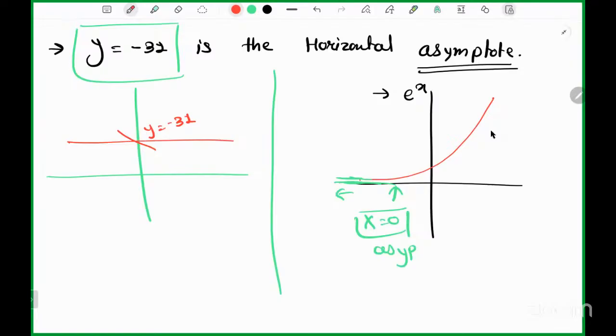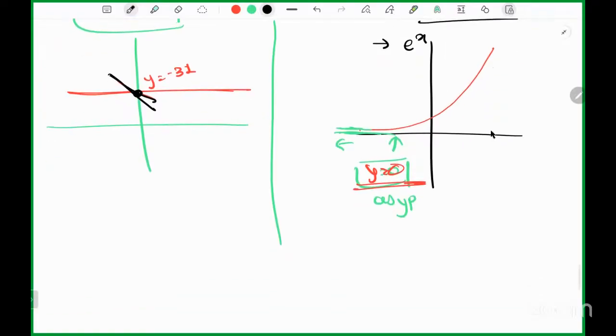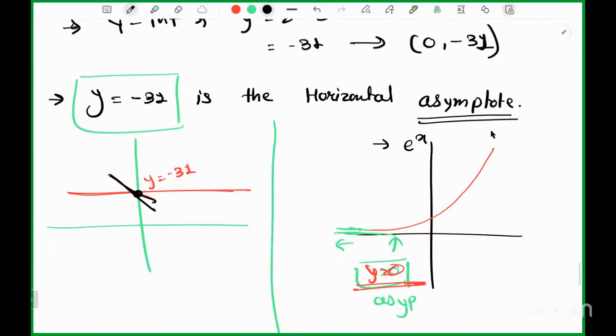An asymptote means such a line which seems to be intersecting the graph at infinity, as in this graph, the x-axis, the y equals 0 line, seems to intersect the graph at infinity. Such a thing is not happening if you consider y equals minus 31, right? This y equals minus 31 will intersect the graph because the y-intercept is y equals minus 31. So it's not the horizontal asymptote. But y equals minus 32 will be a horizontal asymptote.